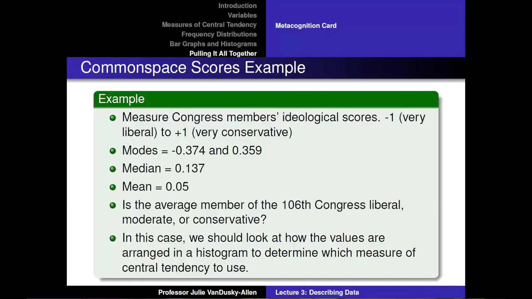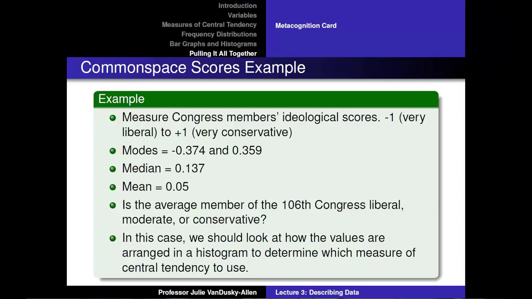I will use the Commonspace scores example from the beginning of the lecture to show you how to use the metacognition card to figure out how to describe a variable. Recall that Commonspace scores measure Congress members' ideological scores. They range from -1, very liberal, to 1, very conservative. As such, they are ordered and continuous, but they don't have a true zero, so Commonspace scores are interval level. Hence, we can use the mode, median, or mean to describe this variable.